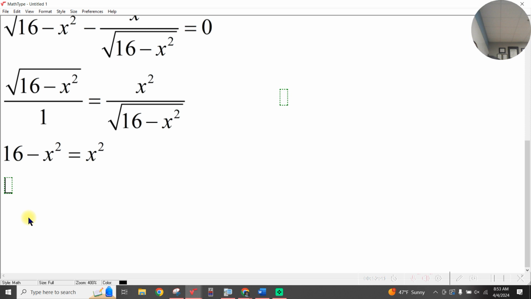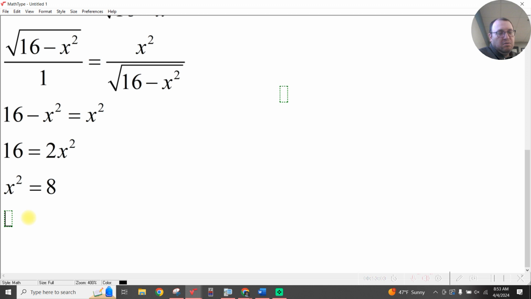Okay. So take the x squared over to the other side. 16 equals 2x squared. Divide by 2, and so we've got x squared equals 8. Now, if this were geometry or trigonometry, depending on the class, I would say you kind of need to simplify that square root of 8 into 2 square root 2.